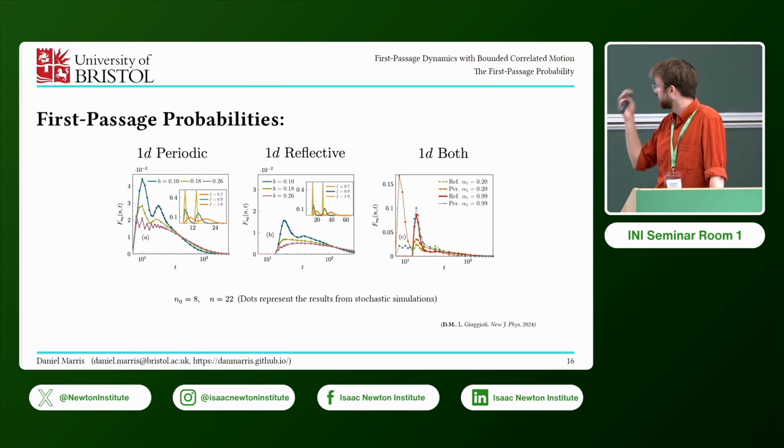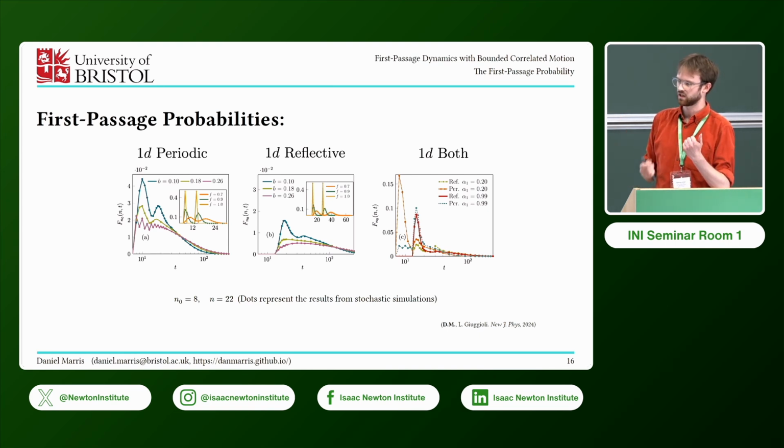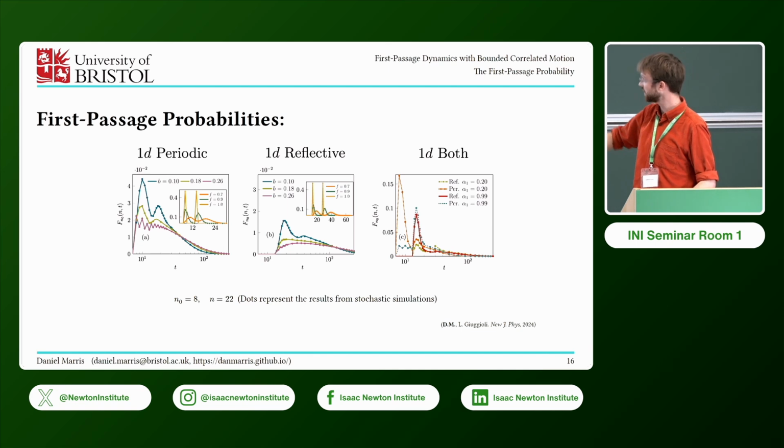So what does this look like? Well, here are some plots. The dots represent stochastic simulations. The lines are my analytics. So you can see there's very good agreement in all cases. And the thing to note is that these distributions can be bimodal. In fact, we can identify 2 different sets of trajectories that cause these 2 peaks. We've got those that go straight towards the target. We've got those that go away from the target, interact with some boundary, either taking a periodic loop and back in, or bouncing off the reflecting wall and back past the initial condition to the target.